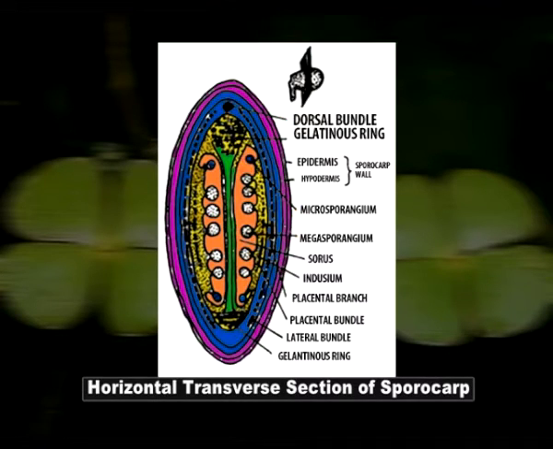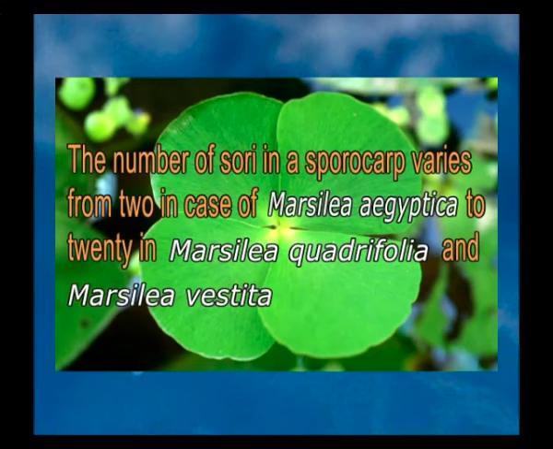In this plan, both micro as well as megasporangia are visible as sori. These sori are the reproductive structures arranged in two alternating rows in the cavity of the sporocarp. It is surrounded by an indusium, that is a layer which surrounds this sorus. The number of sori in a sporocarp varies from 2 in case of Marsilea aegyptiaca to 20 in case of Marsilea quadrifolia and Marsilea vestita.